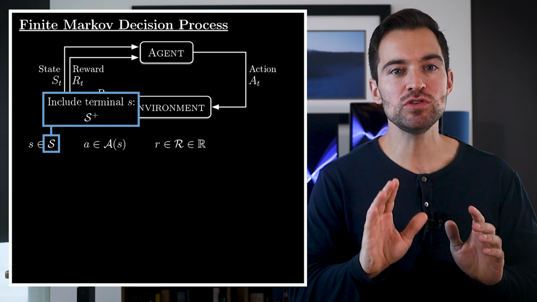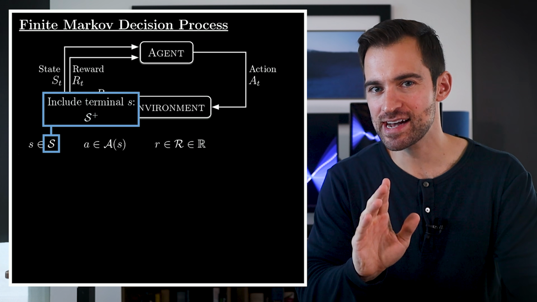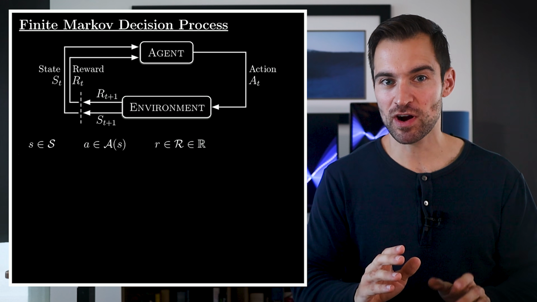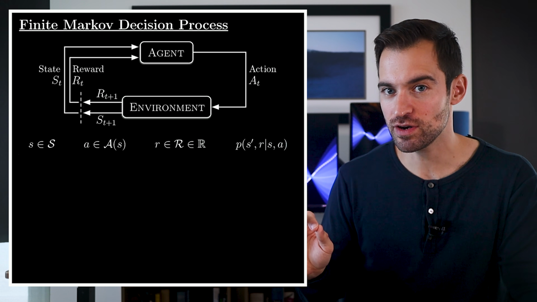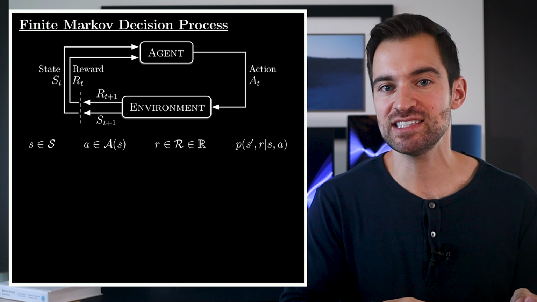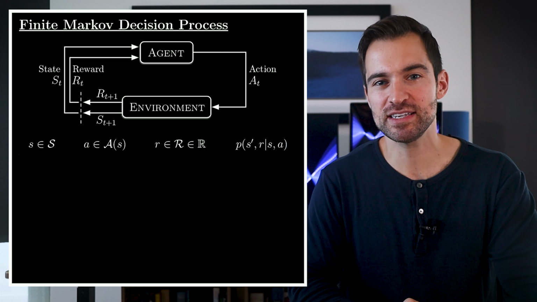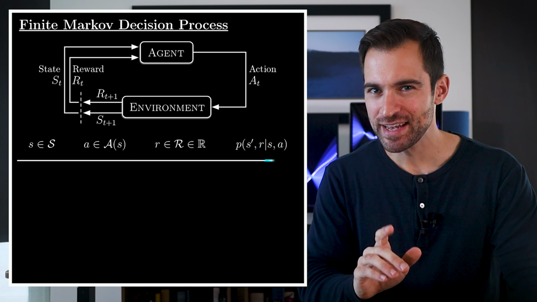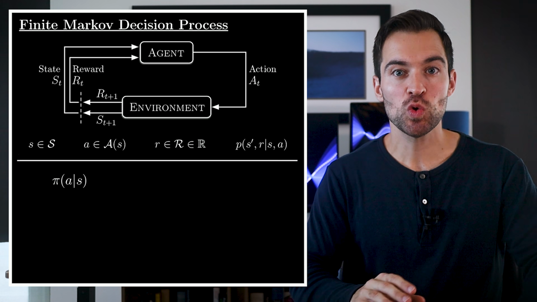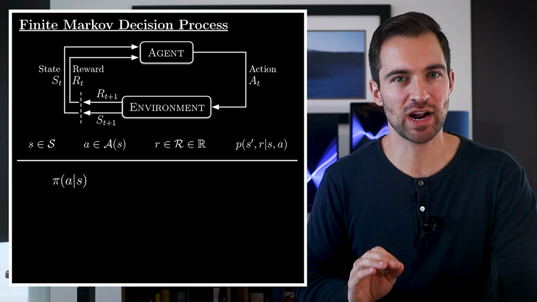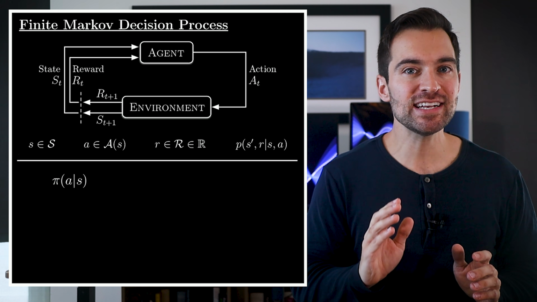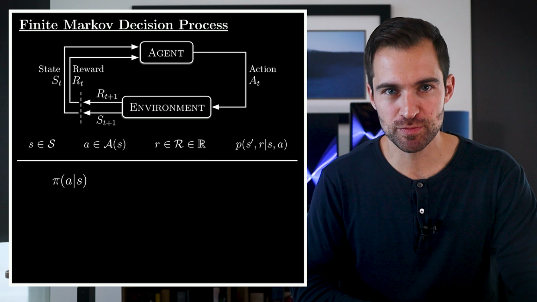Here, if we include terminal states, we'll call that S+. The dynamics of the environment are given with a probability function, which provides the probability of the next state and reward given the current state and action. I'll call this the MDP distribution function. Our goal is to determine a policy, which is a state-dependent distribution over actions. The agent selects actions by sampling from this distribution.